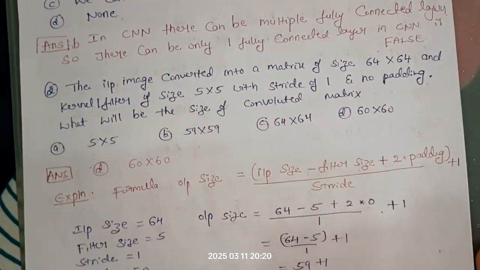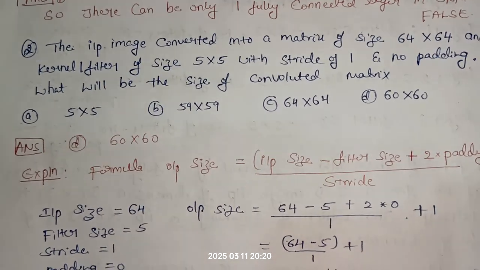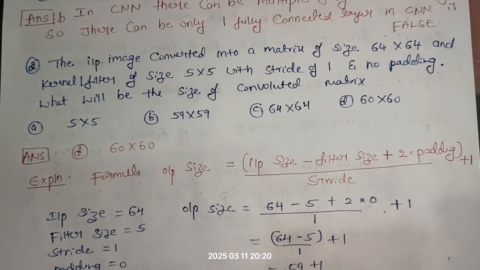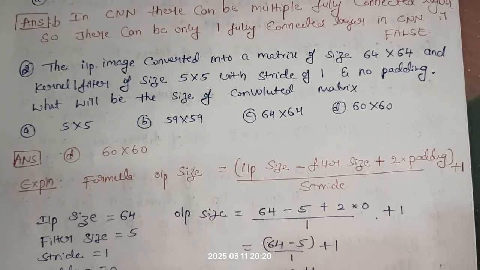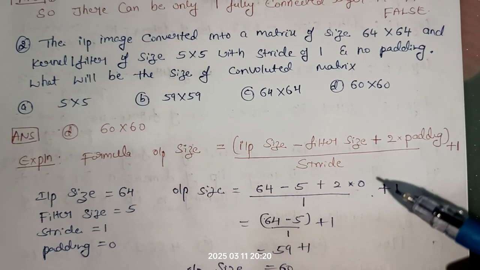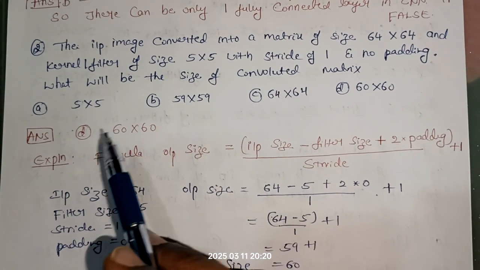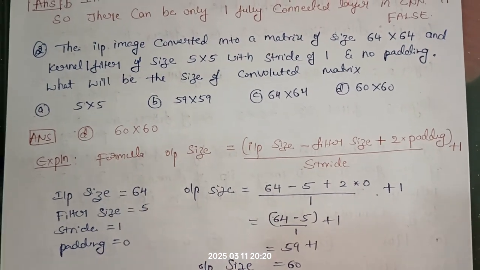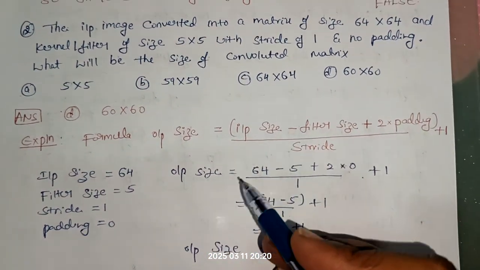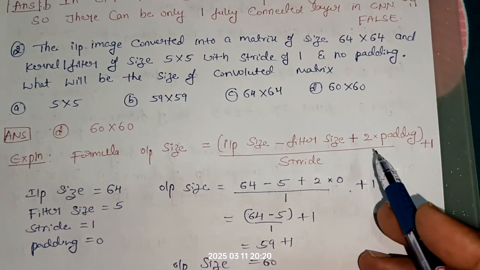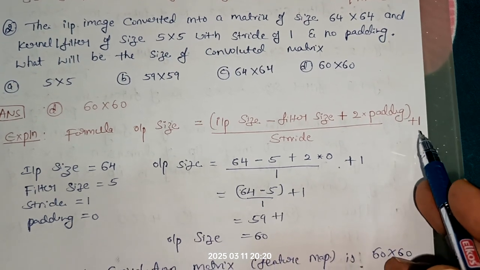So we'll go to the second one. The input image is converted into a matrix of size 64 cross 64 and a kernel size of 5 cross 5 with a stride of 1 and no padding. What will be the size of the convolution matrix? Carefully go through this problem, because we will have many questions based on this. Out of the four answers given, 60 cross 60 is correct. How can we see this? The formula is input size minus filter size plus 2 into padding, divided by stride, plus 1. You can look at the plus 1 here.